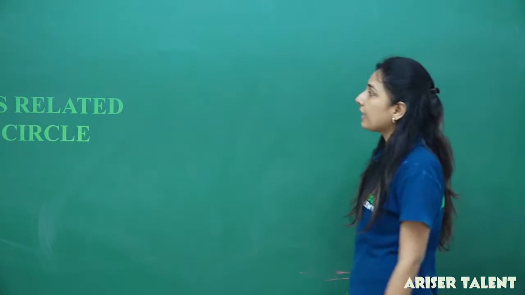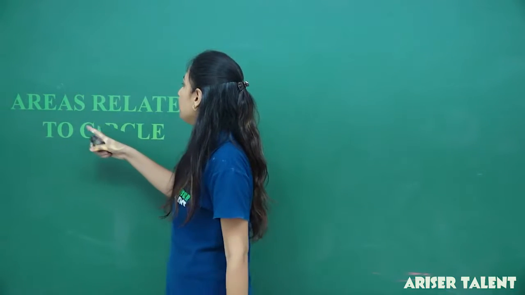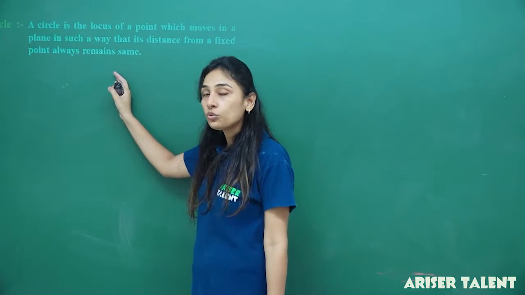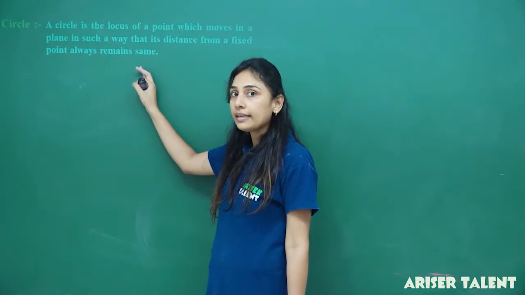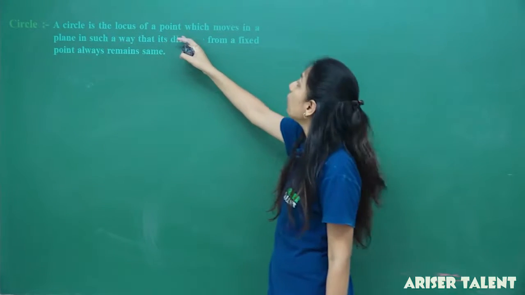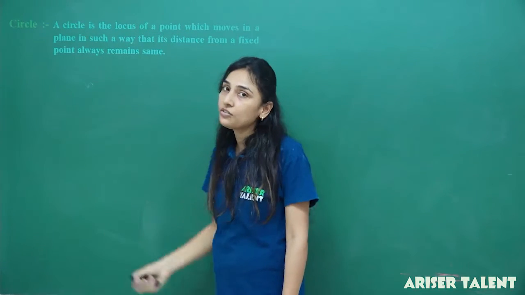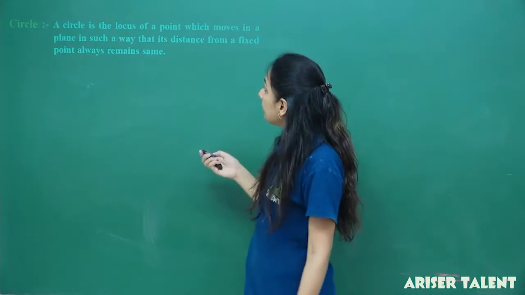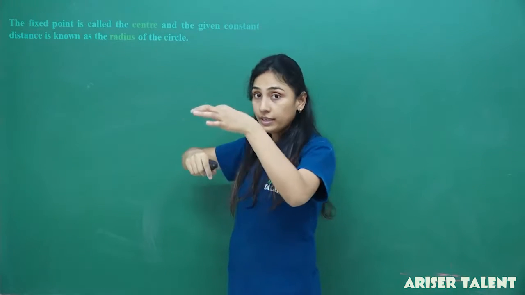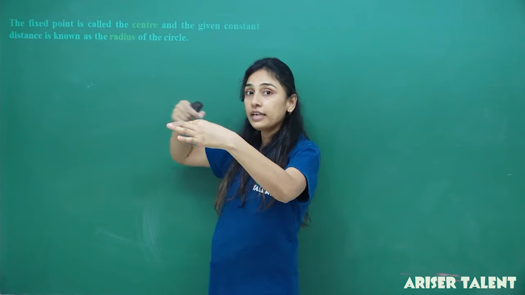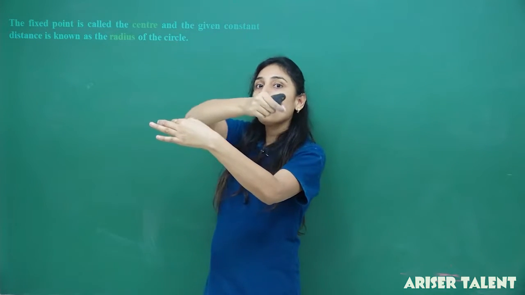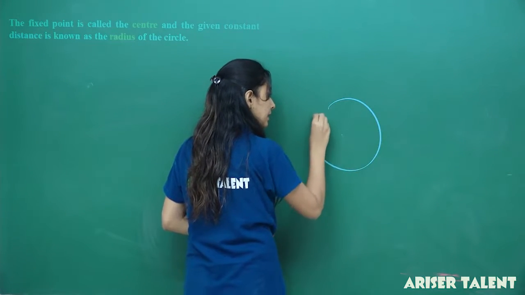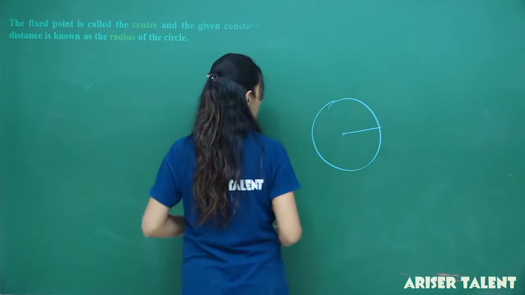Okay students, we just started from here, that is the name of our chapter, which is areas related to circles. In this particular chapter, we have gone through the definition of a circle: a circle is a locus of a point which moves in a plane in such a way that its distance from a fixed point always remains constant. This fixed point is called the center, and this fixed constant distance from that point is known as the radius. For your reference, that was our center and that distance was our radius.